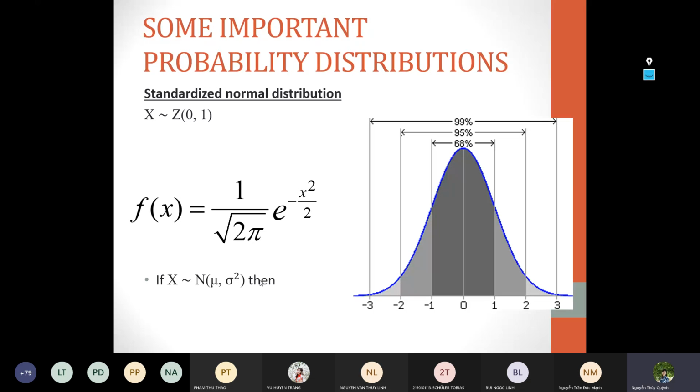Remember, in this case, we know the exact value of the parameter sigma square. Then how can we standardize the normal distribution of x? We can turn the normal distribution of x into the standardized normal distribution of another variable. Do you remember the formula that we can use to do that?